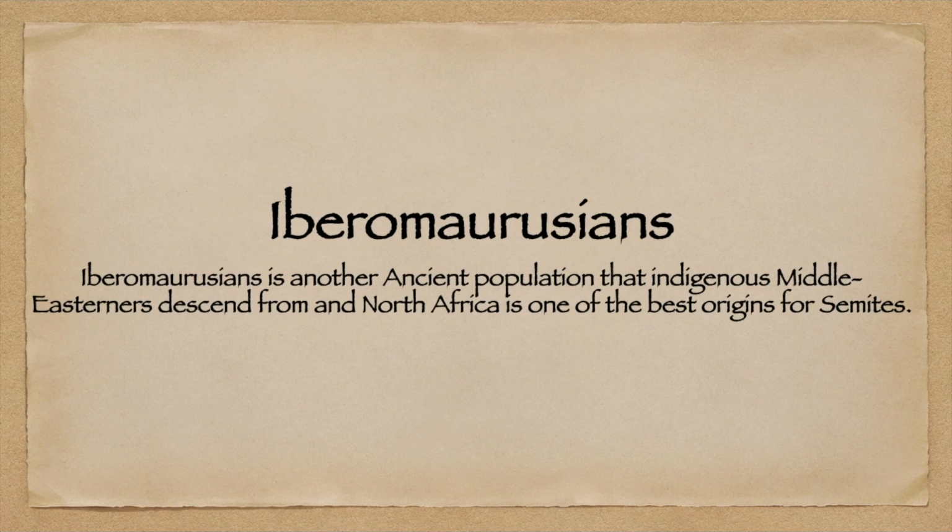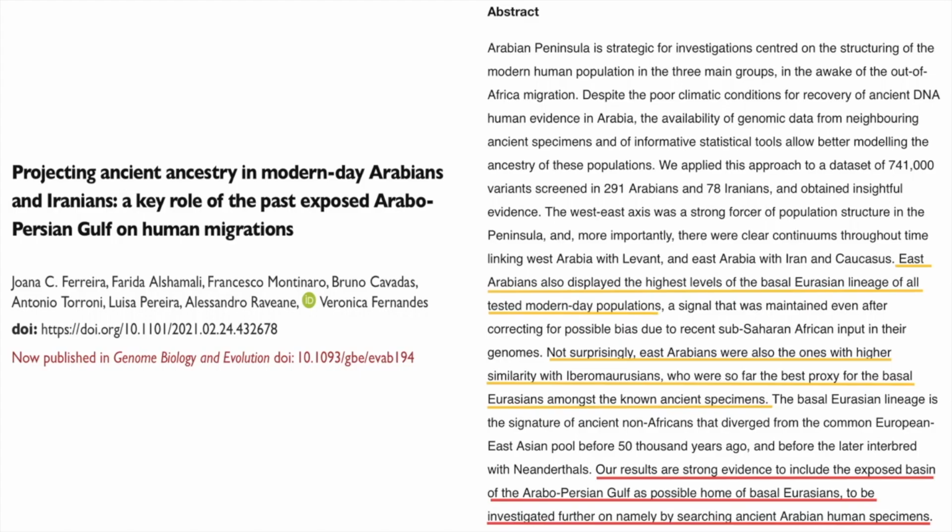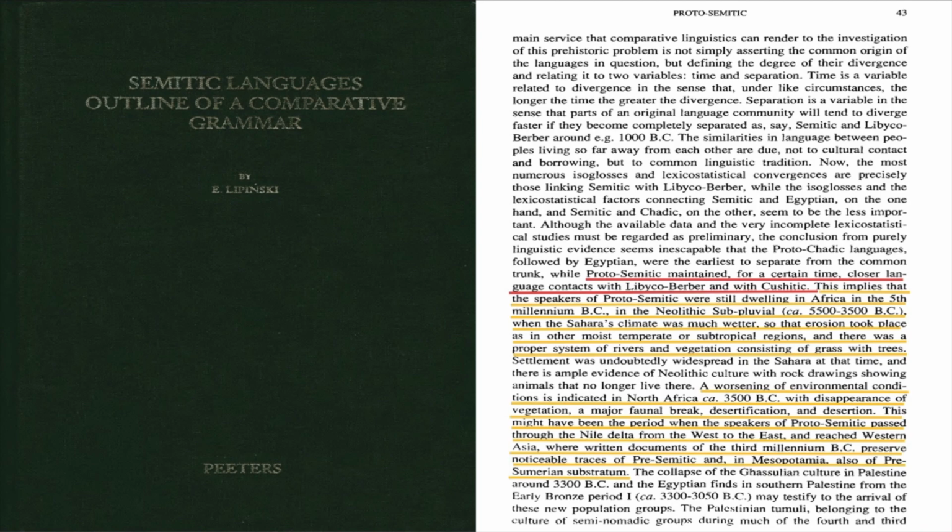So Ibero-Maurusians is another ancient population that indigenous Middle Easterners descend from, and North Africa is one of the best origins for Semites. As this paper says, East Arabians also displayed the highest level of the basal Eurasian lineage of all tested modern human populations. Not surprisingly, East Arabians were also the ones with higher similarity with Ibero-Maurusians, who were so far the best proxy for the basal Eurasians amongst the known ancient specimens. And remember, North Africa is one of the believed origins of Semites.